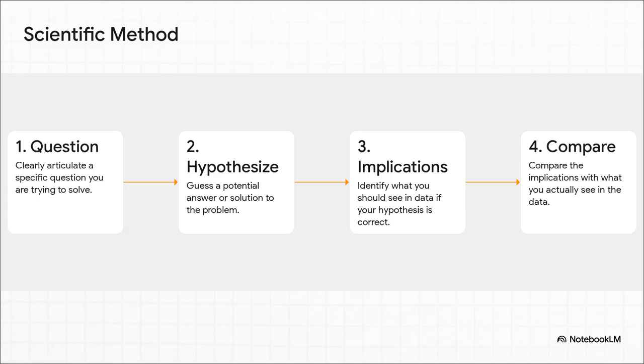First, you have to ask a really specific question. Not, hey, why are we losing money? But something more like, why has our revenue growth in the Northeast region slowed over the last 2 quarters? Step 2, you take a guess. You form a hypothesis. Maybe it's a new competitor. Maybe it's a pricing issue.